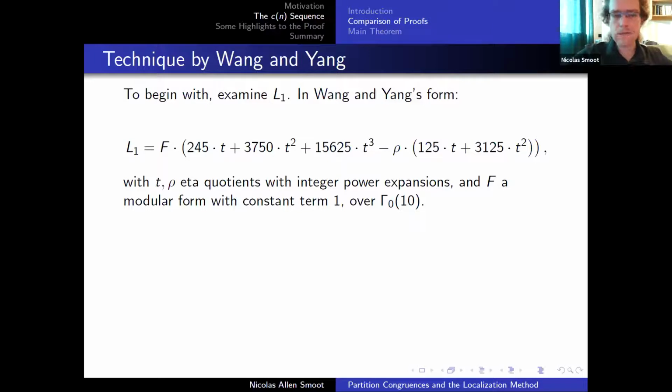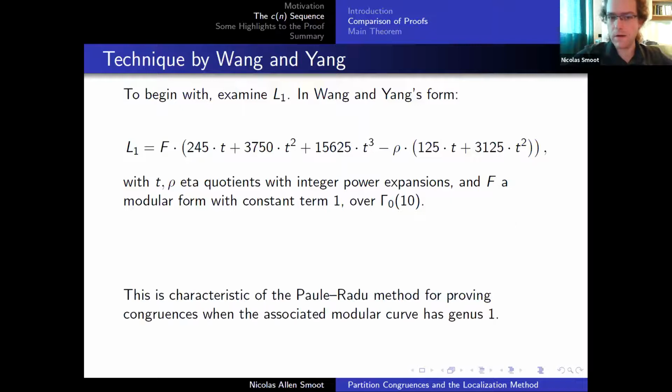Okay. And you'll notice, as a result, I can kind of ignore the F, and I look here, I've got divisibility by 5, 5, 5, 5, 5. So you can tell L1 is divisible by 5. More generally, they prove that L alpha divided by 5 to the alpha times F is in this rank 2 Z[x] module, Z T plus rho Z T. And again, this is characteristic of the method. It has been used in modified forms in the past, for proving congruence families when the associated modular curve has genus 1.